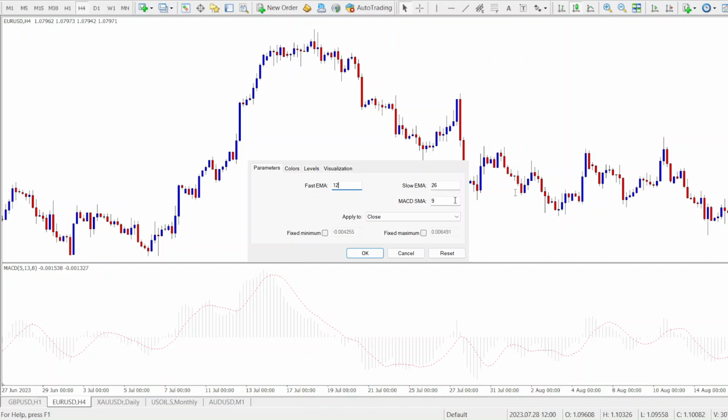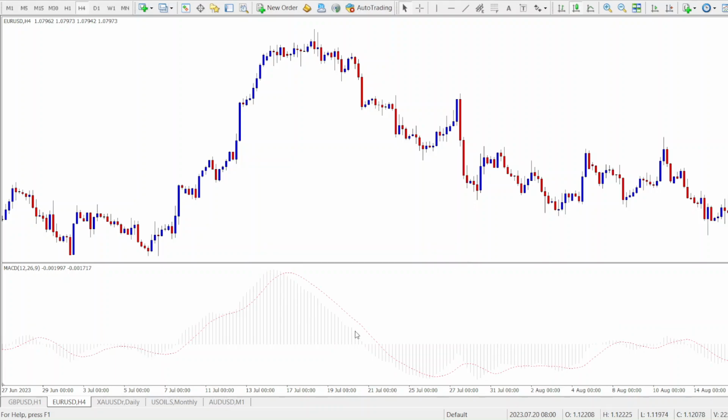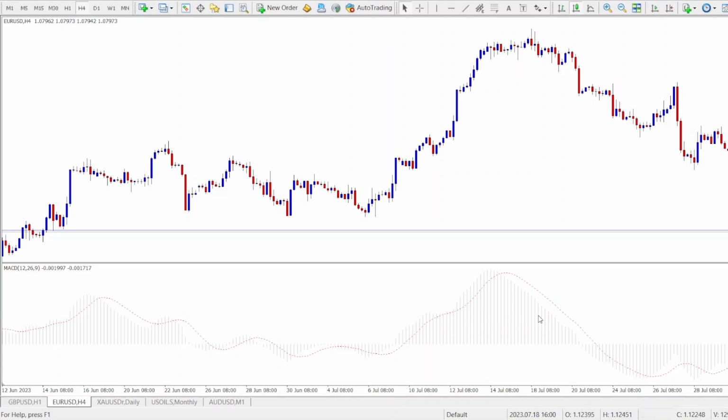This means you use a 12 period for the fast EMA, and so on for the others. Okay, the indicator does the calculation automatically for you, and then this is what you have on your chart. Okay, let's reset this and click on OK. All right, now this is what you have on your chart.